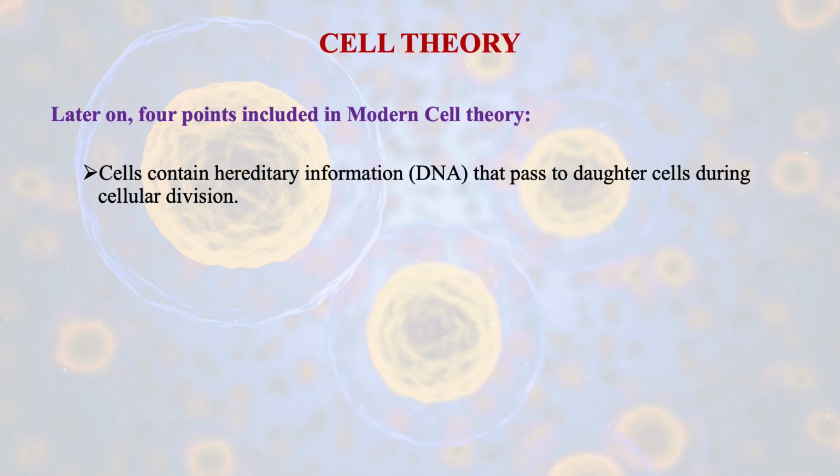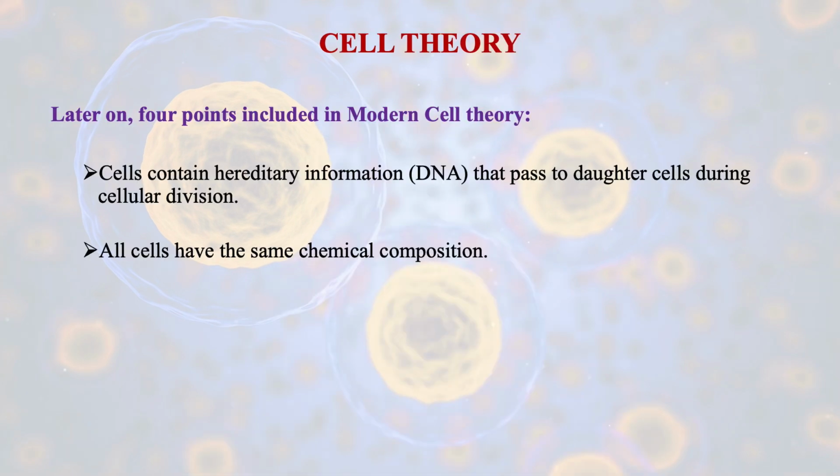After improvements in the microscope, the modern cell theory states that cells contain hereditary information, genetic material that is passed to daughter cells during cell division. It means cells have the ability to divide into new daughter cells. In this process of cell division, the cellular genetic material is transferred to daughter cells.